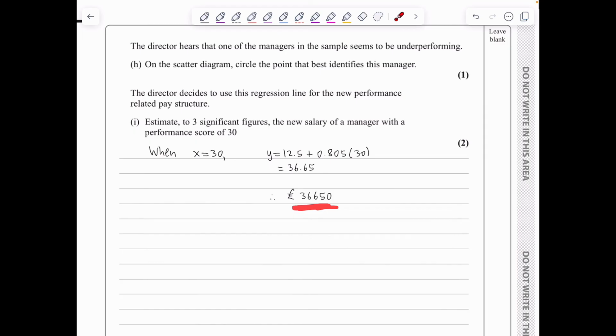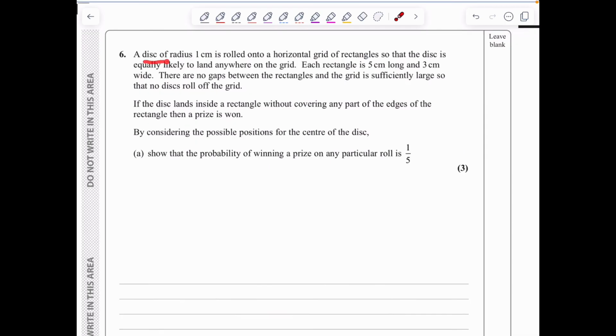It's thousands of pounds. In question 6, we are told that a disc of radius a centimeter is rolled onto a horizontal grid of rectangles so that the disc is equally likely to land anywhere on the grid. Each rectangle is 5 centimeters long and 3 centimeters wide, with no gaps between rectangles, and the grid is sufficiently large so that no disc rolls off the grid. If the disc lands inside the rectangle without covering any part of the edges, then a prize is won. We need to consider the possible positions for the center of the disc to show that the probability of winning a prize is a fifth.